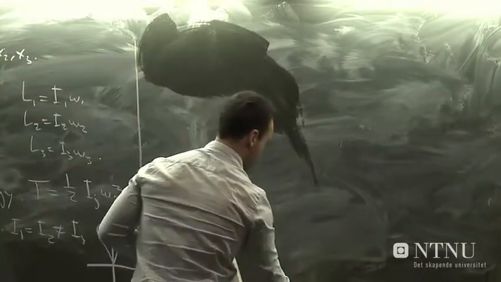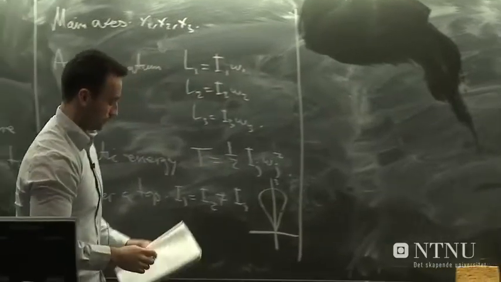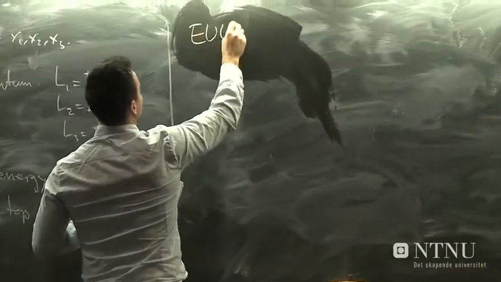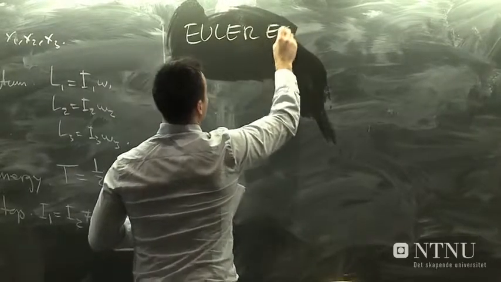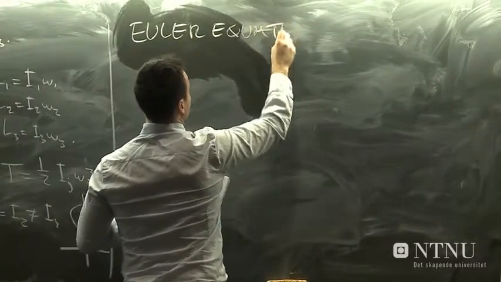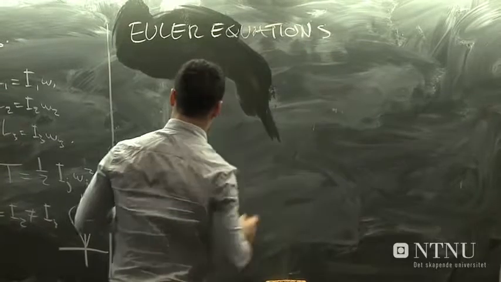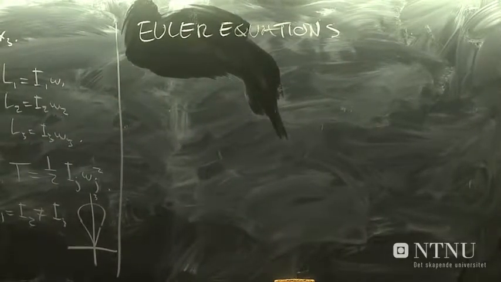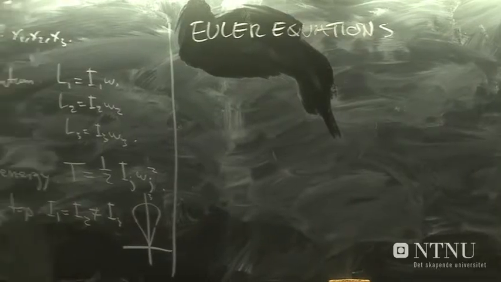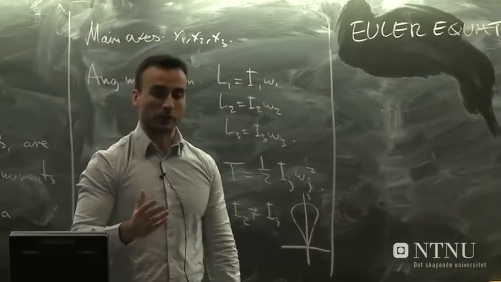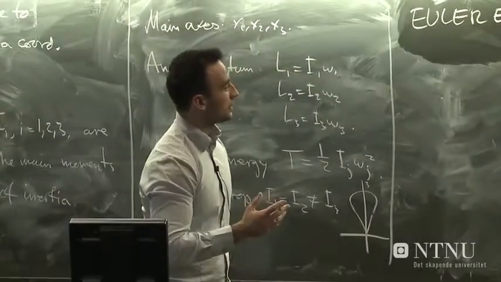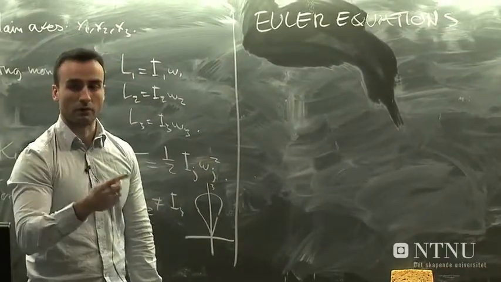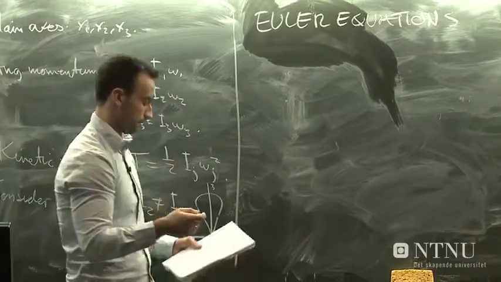I think before we take the example, I'll derive one thing, namely the Euler equations. The Euler equations we have encountered before, for instance, related to this brachistochrone problem, if you recall. So what we'll do now is to derive these Euler equations in the context of rotation.